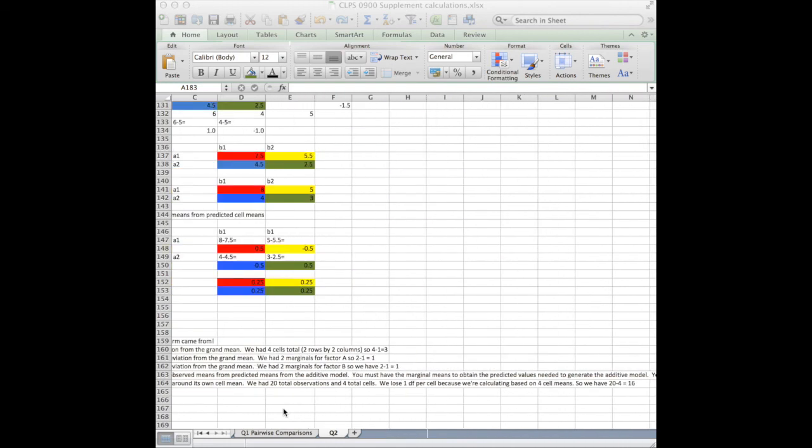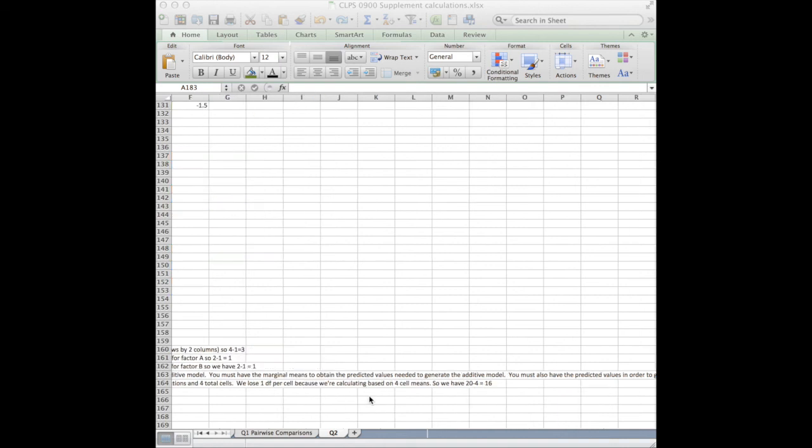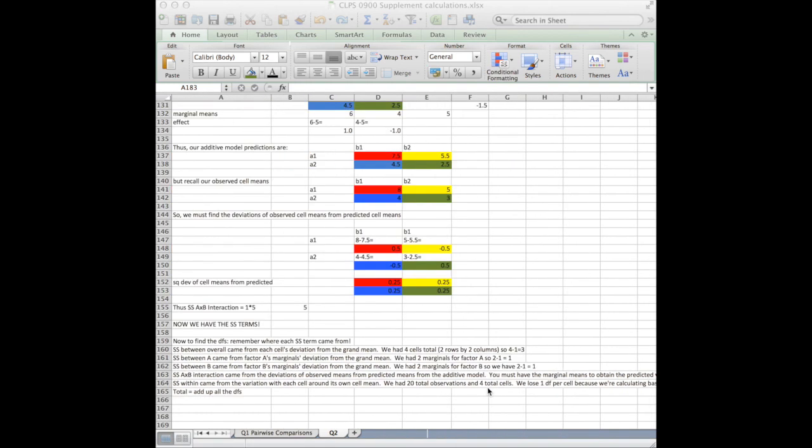Since we had a total of 20 observations and 4 cells, we lose 1 degree of freedom per cell because we're calculating everything based off of 4 cell means. So 20 observations minus the number of cell means we have, so minus 4, gives you 16. And then to get the degrees of freedom total, you just add up all of the degrees of freedom that we just calculated here.